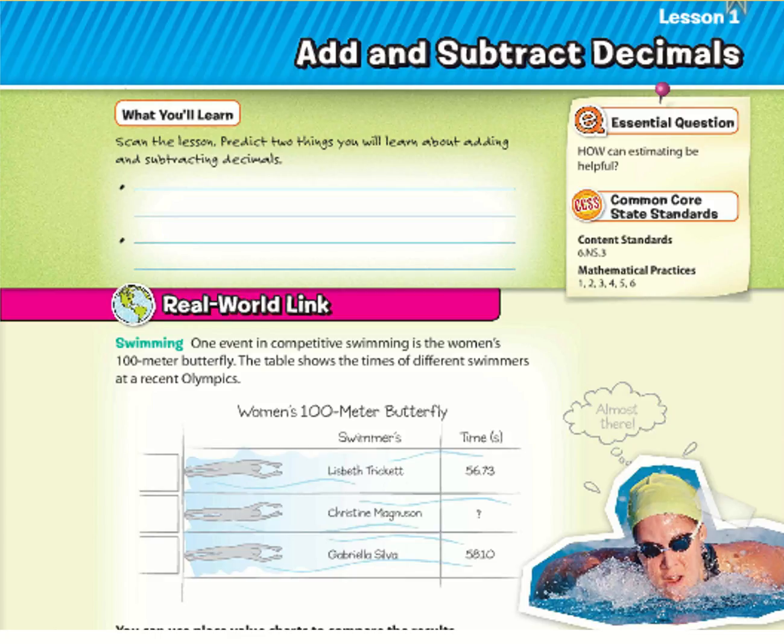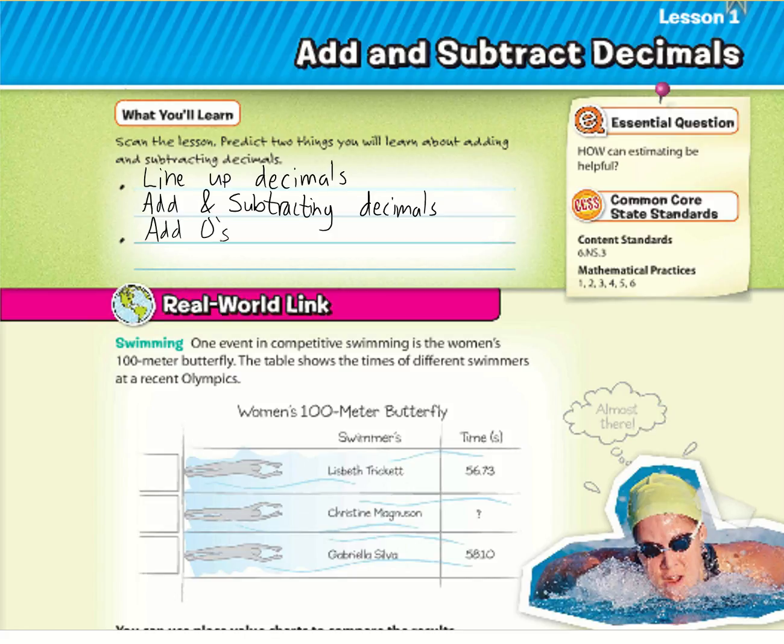Hey everyone, we're doing Chapter 3, Lesson 1. It is add and subtract decimals. So after scanning the lesson, some things we'll be learning about: we're going to be learning how to line up decimals. We will be adding and subtracting decimals. And we are going to add placeholders. We're actually going to add zeros as placeholders.